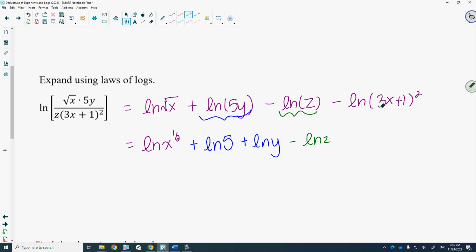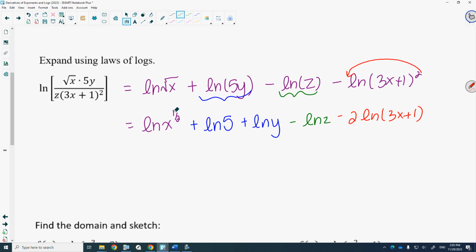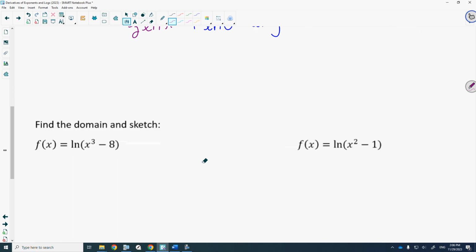This one, I could do something to this, and I could bring this to the front. Minus 2 natural log of 3x plus 1. Okay, and then the only thing I could do further is this. I could bring that power to the front as well. Bring that 1/2 out here. But again, to join all this together, you would bring the 1/2 on the power, bring the 2 up here, then write it as one natural log. If your log is positive, the argument goes on top. If your log is negative, the argument goes on the bottom. So you'll see this on your quiz on Monday, your take-home quiz.